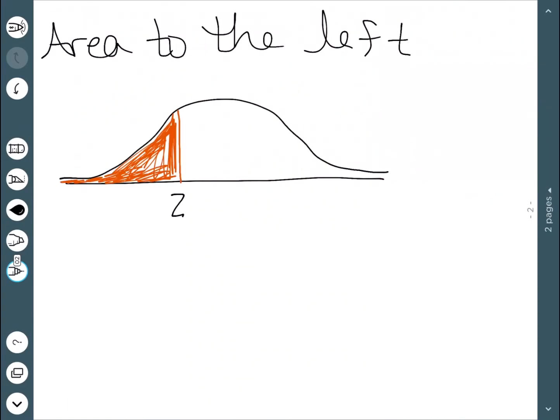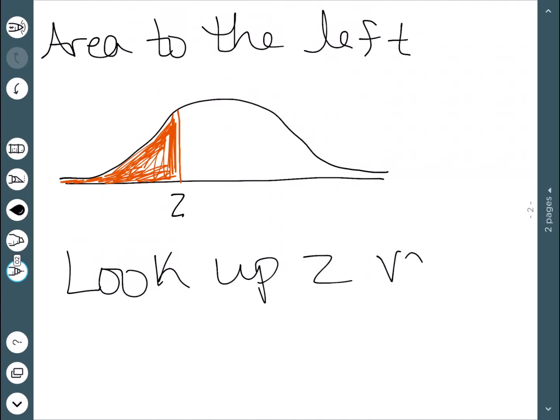The first case we'll look at is area to the left of a particular z-value. So our graph looks like this. We have a normal distribution, we have a z-value, and we want to know the probability that you are smaller than that z-value. Well, we're just going to look it up. And like I said, there are tables to do this, and in a second, whenever we do examples, we'll actually show you how to use the tables.